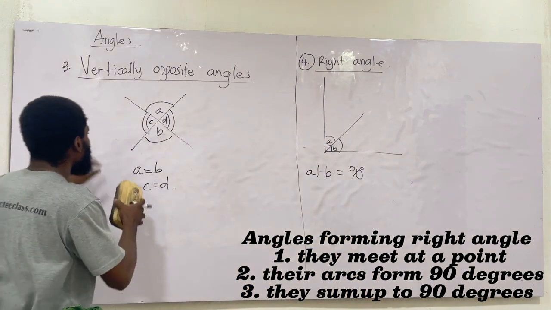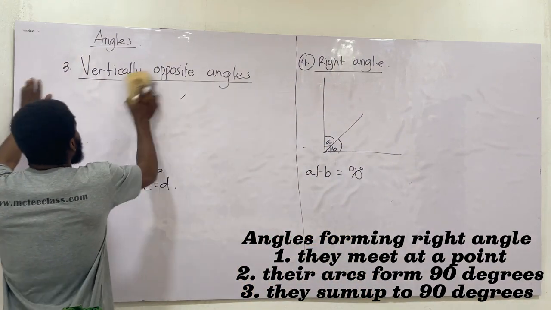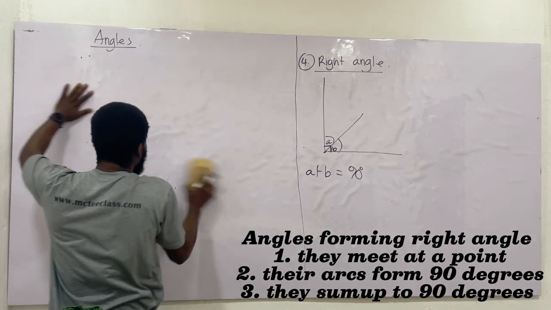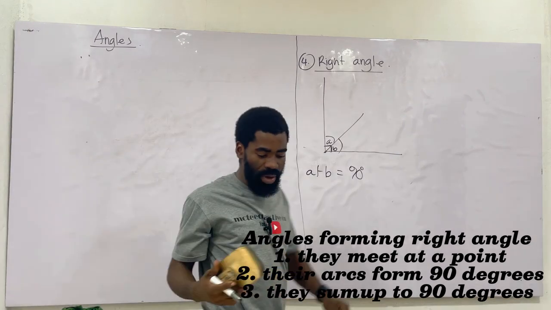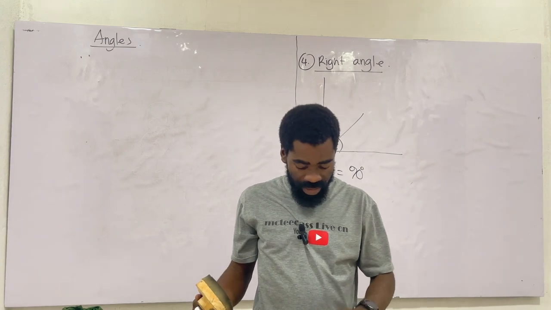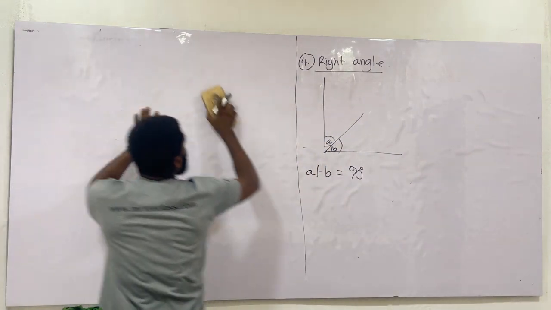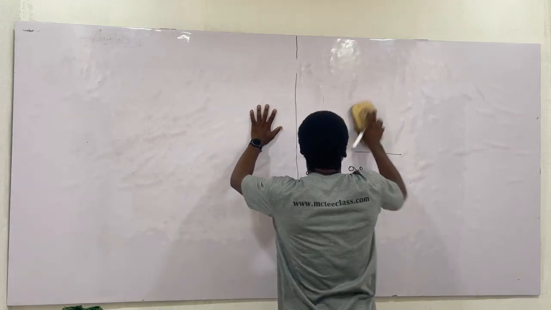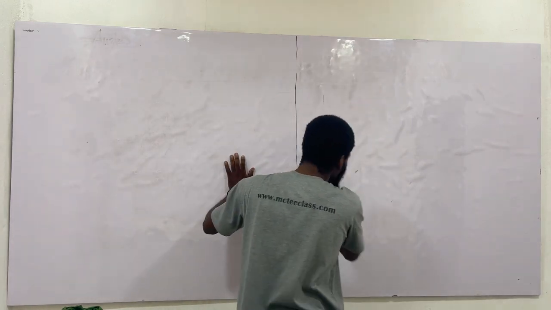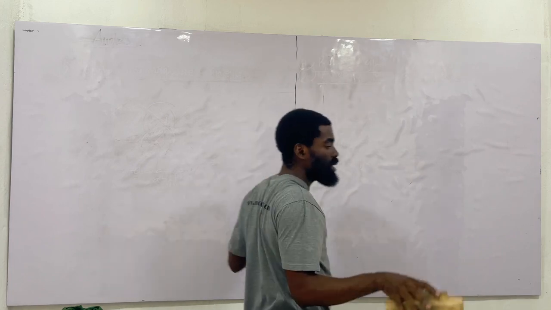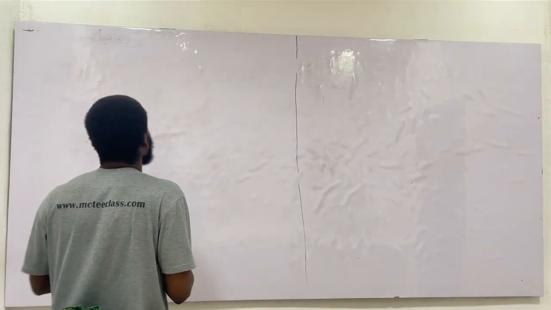So let's go. So now we've done four. Let's go to one of the major things that also disturb students, what we call the what? The properties of parallel lines. Let's see how we are going to get this one. Please listen to this one very well. Properties of parallel lines.